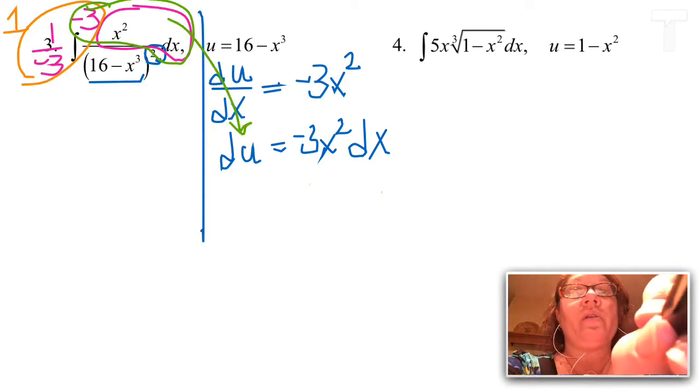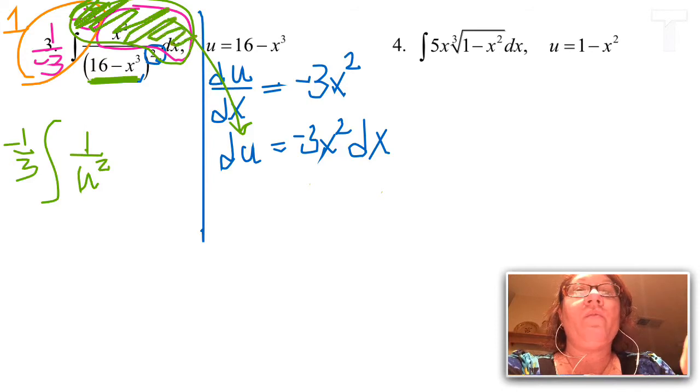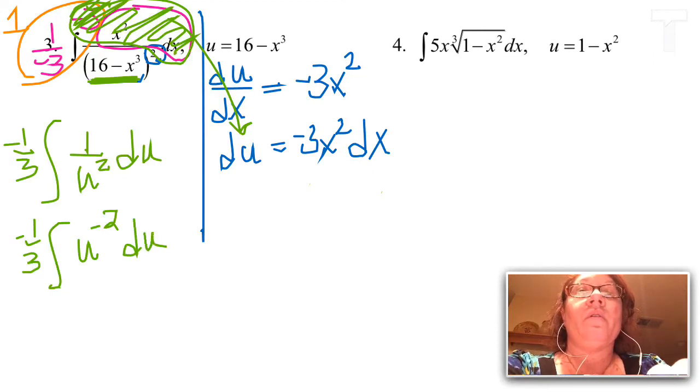So now here's what it looks like. I have the negative 1/3 out in front, and then the integral symbol, and then I have, now remember, all of this stuff was u, so I have 1 over u squared, and then all of this stuff that I'm blocking out, that's my du. And I could rewrite it again if I like working with it as exponents instead of in the denominator. And then I go, oh my gosh, I think I can do this.